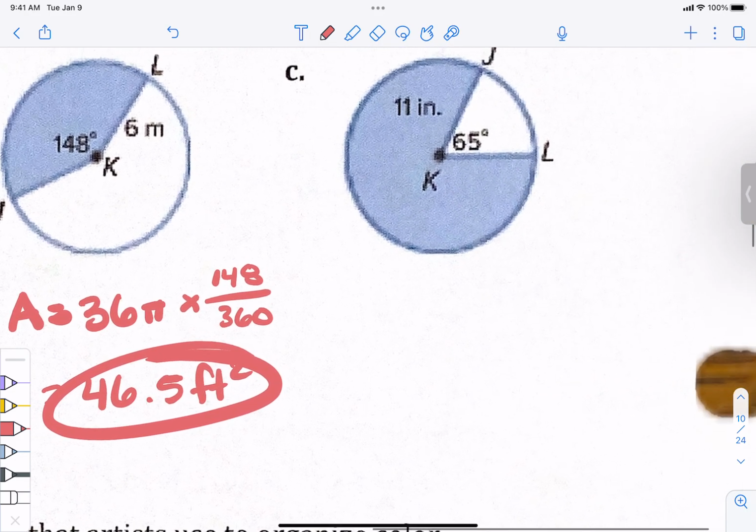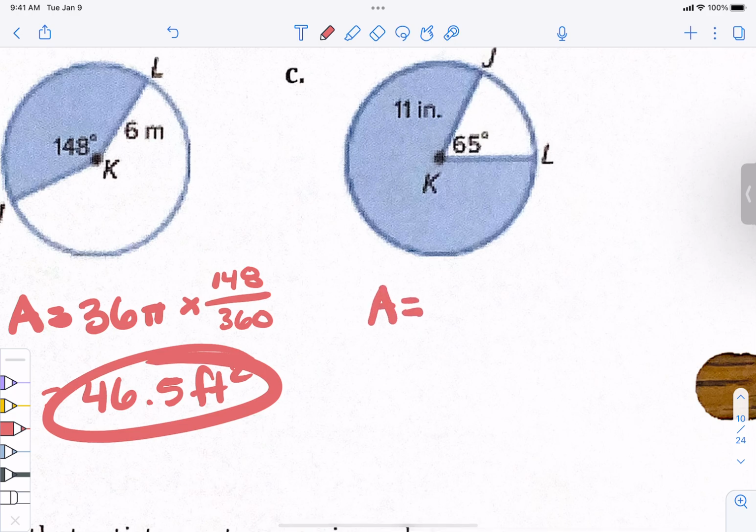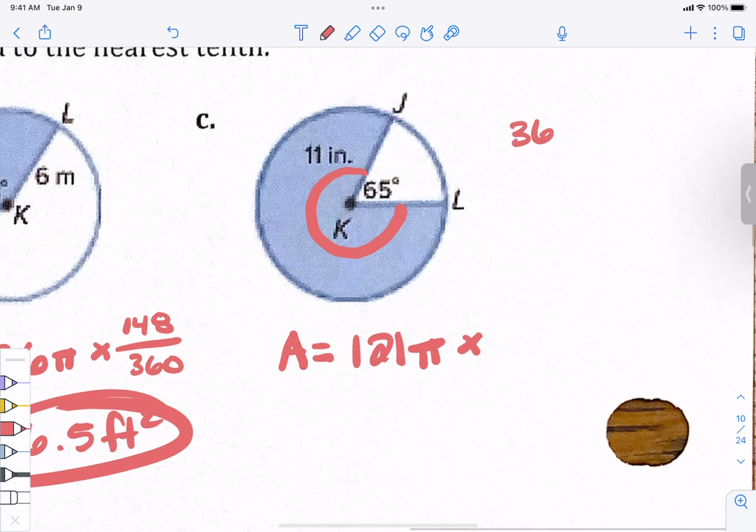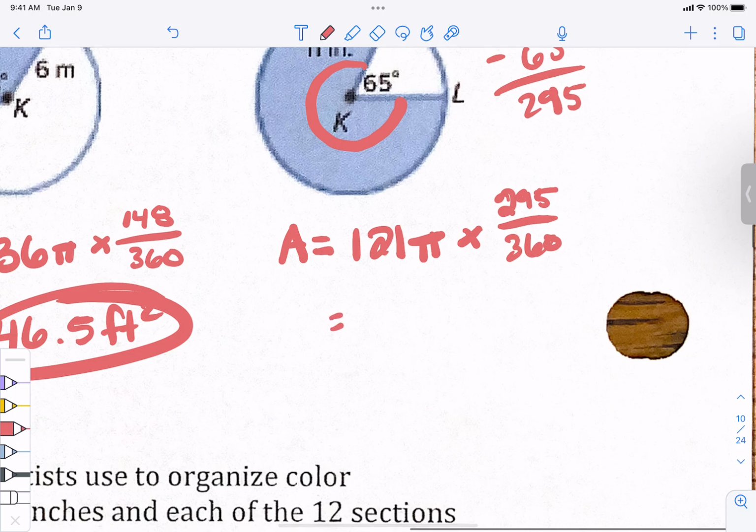Okay? And then C, if we were to find the whole area, it would be 121 pi, right? 11 squared is 121, but we only want, oh, wait a second. We don't want 65 degrees. We want the shaded region. How do I find the shaded region? 360 minus 65 is 295 degrees is what I want, right? Times 295 over 360, okay? And that ends up coming out to be 311.5 inches squared.